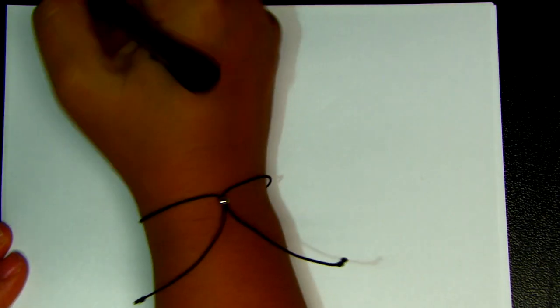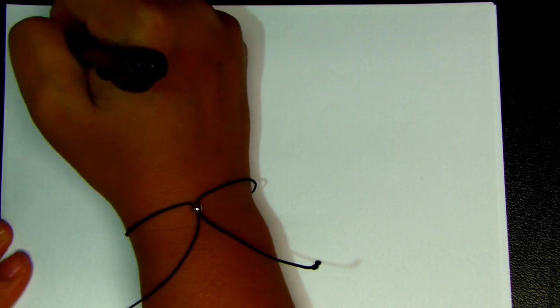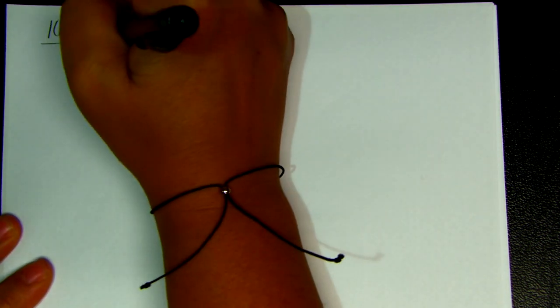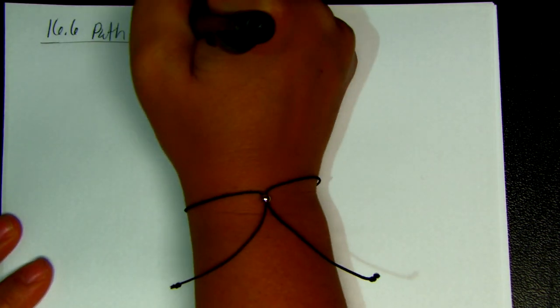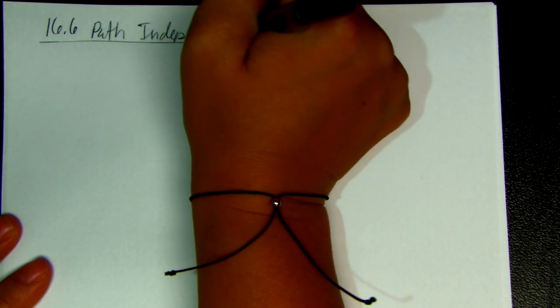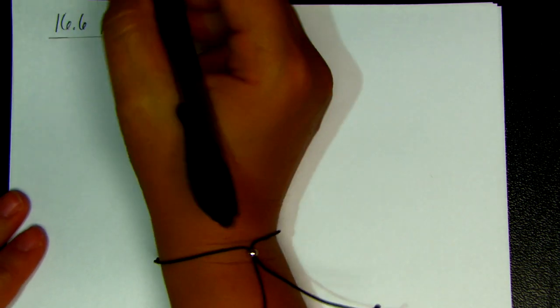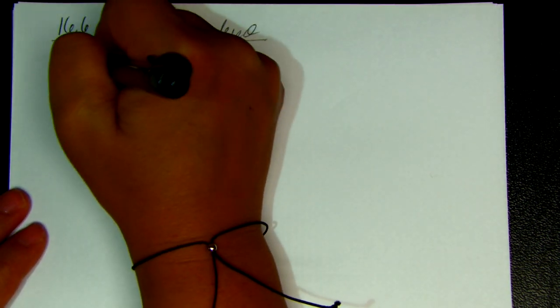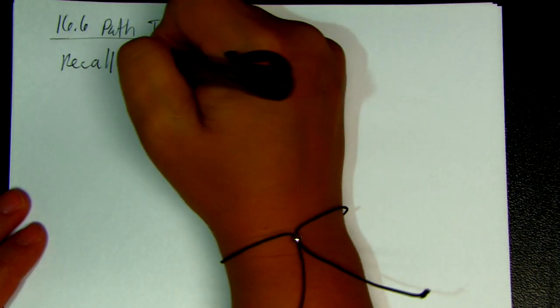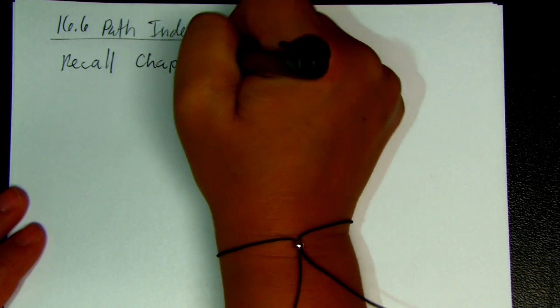All right, moving right along into section 16.6, path independence. So I have said that there's path independence for delta V, but now we're going to look at this in more detail. And we did show this actually with potential energy in chapter 6.